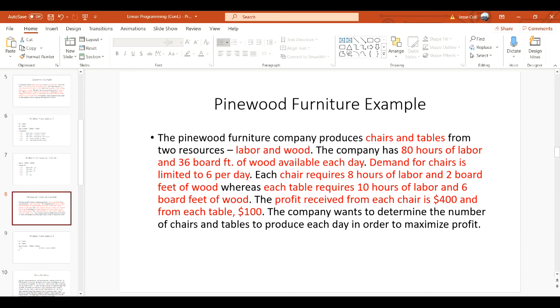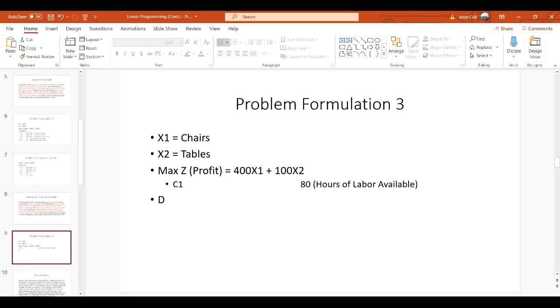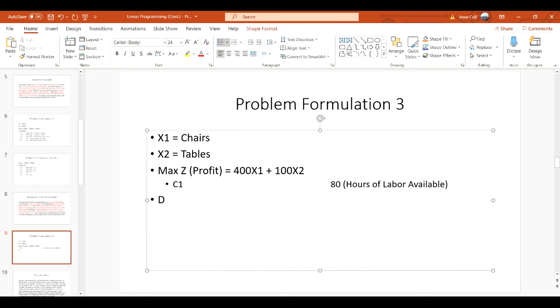Then we go back and we check. Each chair, so X1, is 8 hours of labor. Each table, X2, is 10 hours of labor. Now we have our first constraint. So 8 X1 plus 10 X2 must be less than or equal to the 80 hours of labor we have available.